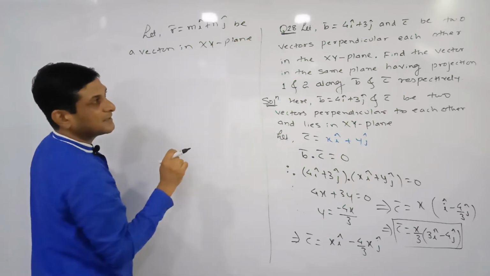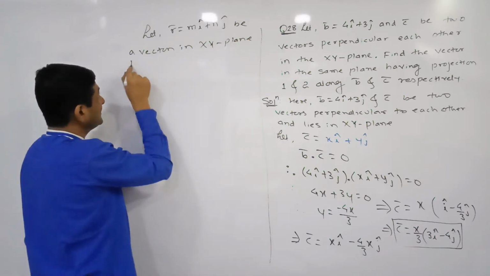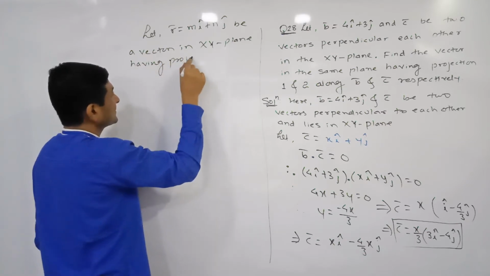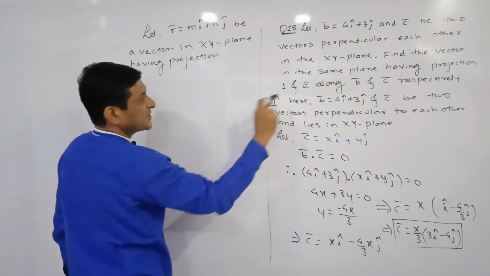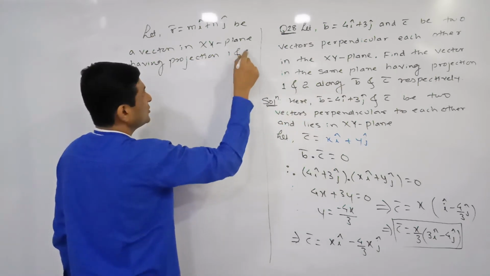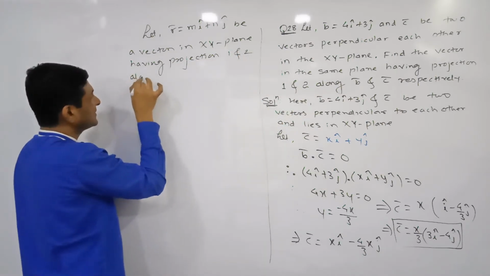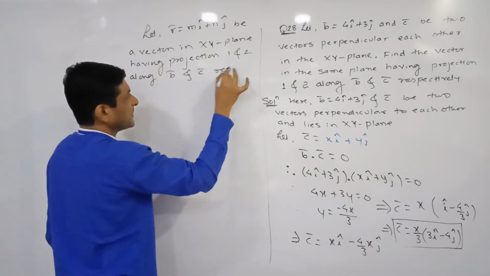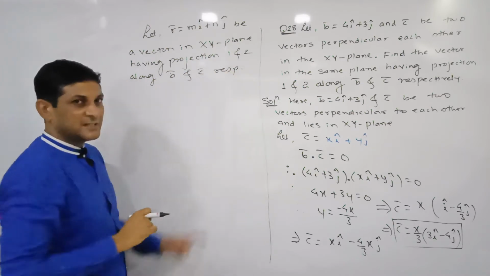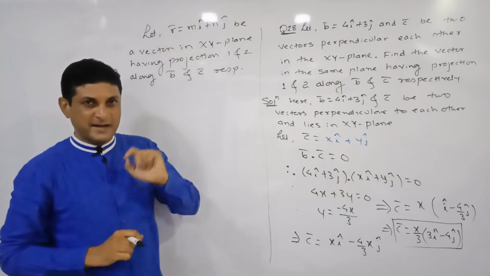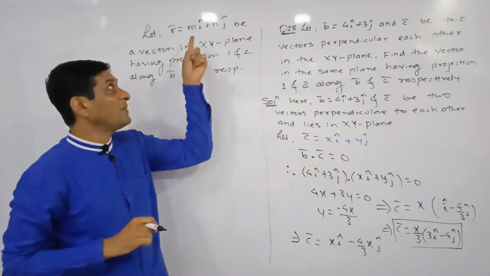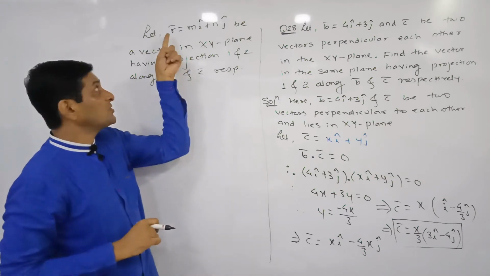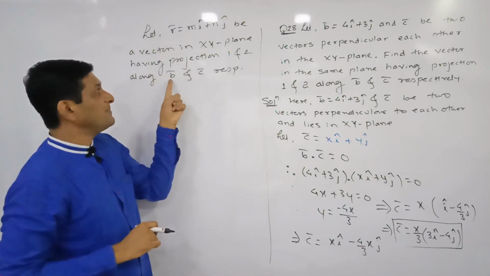XY plane having projection 1 and 2 along B bar and C bar respectively. So we have denoted this required vector by R bar. To find the value of R bar, we will require the value of M and N. So now, projection of R bar on B bar is how much?